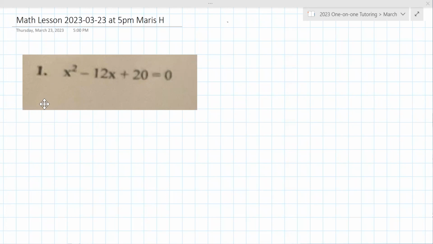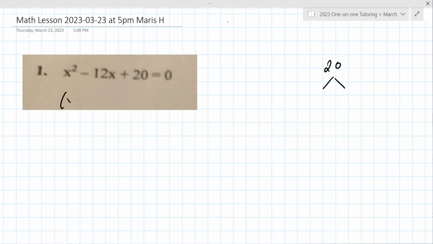It's a equals 1. Yeah, so two numbers that multiply to 20 but add to negative 12. That means they're both negative. So maybe the most time consuming thing there is to come up with those two numbers. Any idea what those are right offhand? Negative 2 and negative 10. You got it.